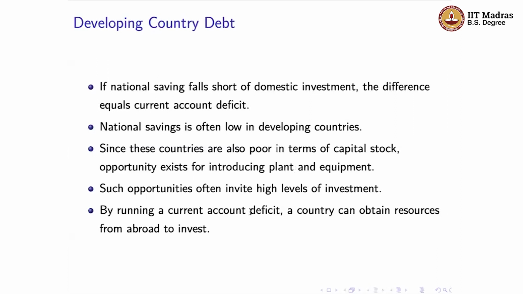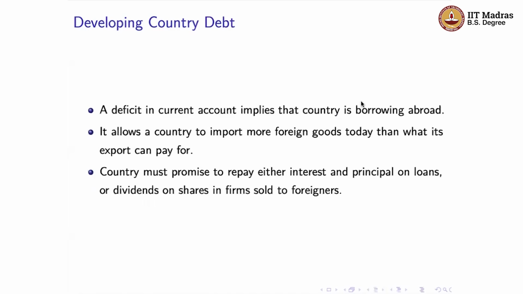Now, by running a current account deficit, a situation where domestic investment is more than the savings, a country can often obtain resources from abroad to invest, right? So that's the reason why a country might be interested in running this current account deficit, right? So what does a deficit in current account mean? It means that the country is borrowing abroad, right? And as a result of that, the country is able to import more foreign goods today than what its exports can pay for, right?